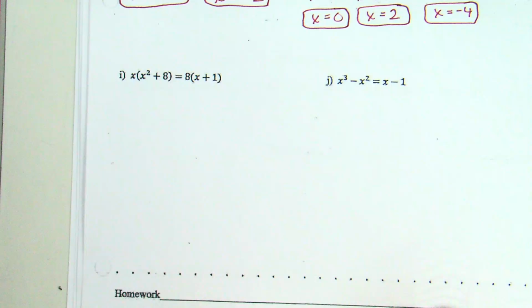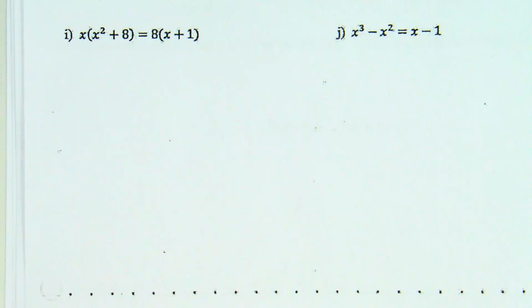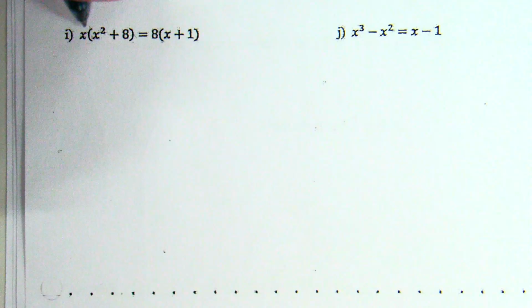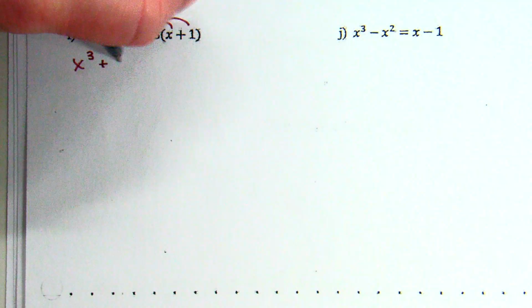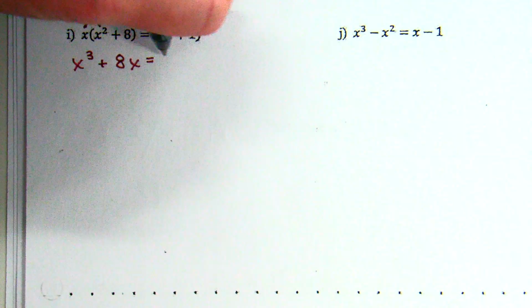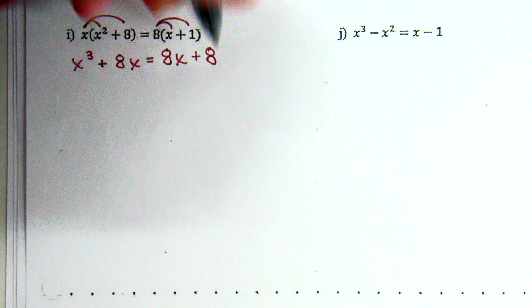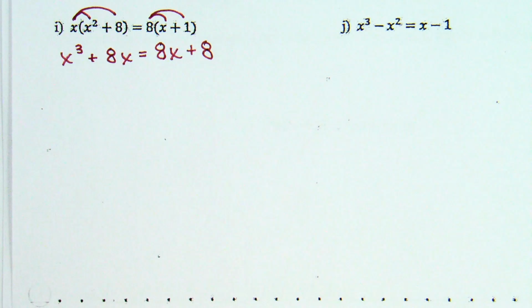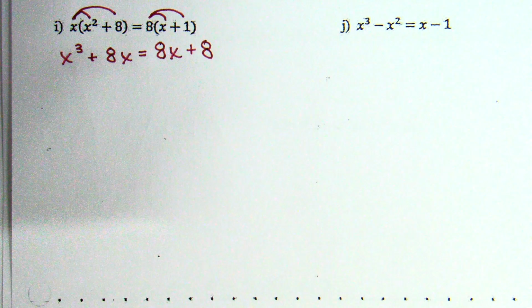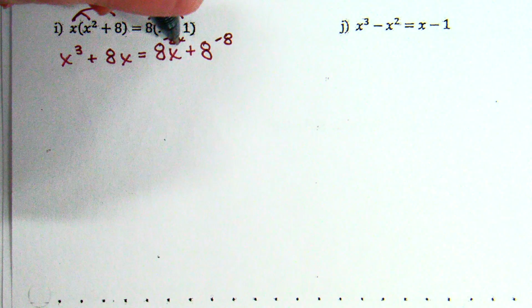Hey guys, you see parentheses. What's your brain tell you to do here? Distribute. So distribute both sides. X to the 3rd plus 8x equals 8x plus 8. I see stuff that maybe has to be factored. Yes. So we should probably make our equation equal to 0. So I'm going to subtract 8 and subtract 8x over.